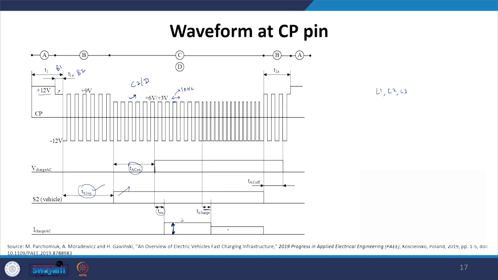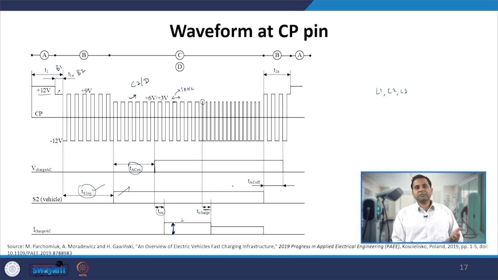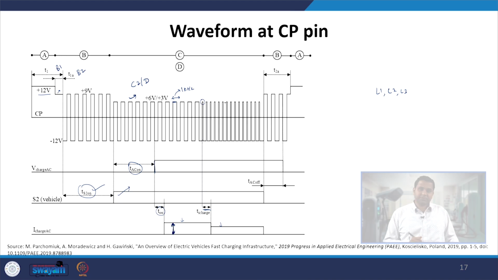After this point, the EVSE will change its duty ratio and tell the EV that this is the maximum current which it can demand, and that is when the EV will respond to it and the current demanded will get reduced, because the duty cycle here gets reduced.